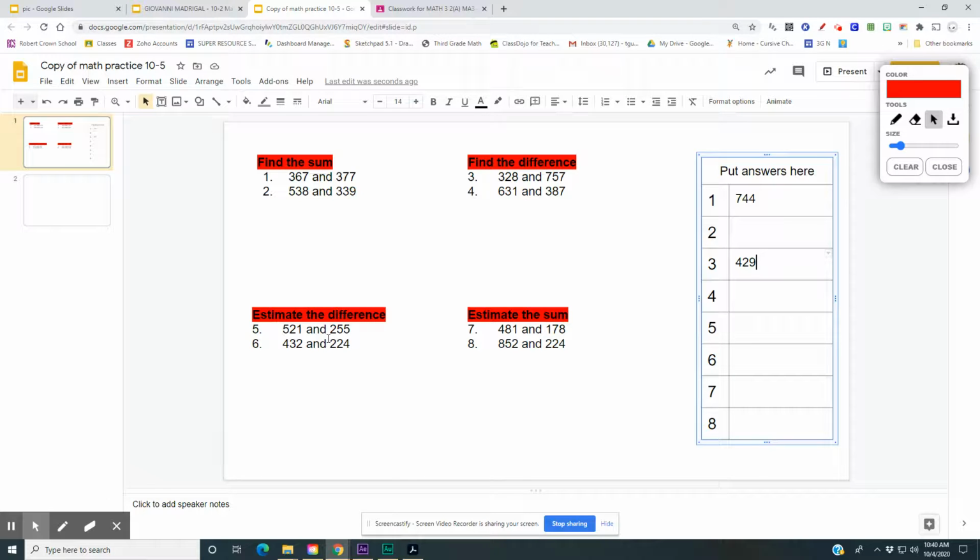Okay, let's look at number 5. First, I have to read what it's saying. Asking me to estimate the difference. Now I have 2 big math words here, estimate and difference. So estimate means to round, difference means to subtract. So I have 521 and 255.